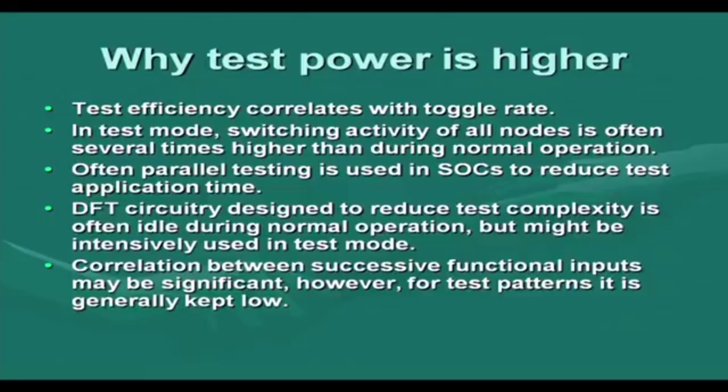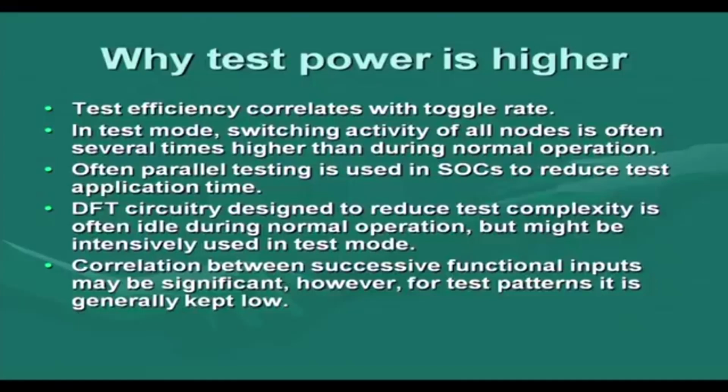The switching activity of nodes is several times higher because, in normal operation, the successive inputs are correlated to each other. Many inputs do not change for the module, whereas in testing, successive test patterns are highly different from each other. As a result, they cause more toggles. Often parallel testing is used in SoCs to reduce test application time.